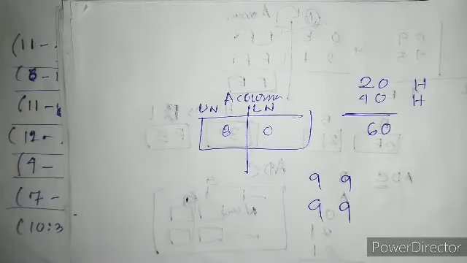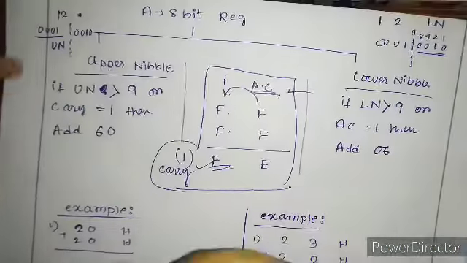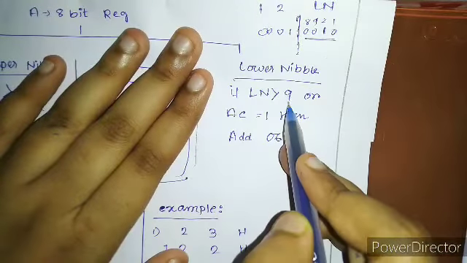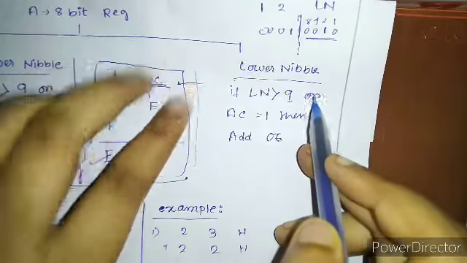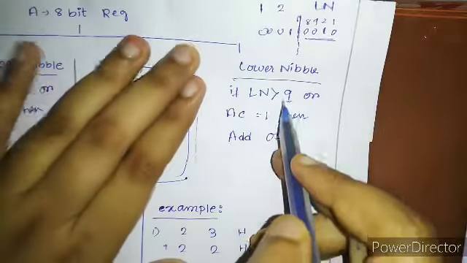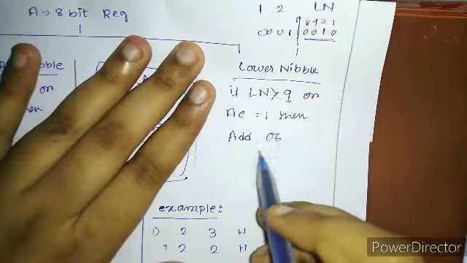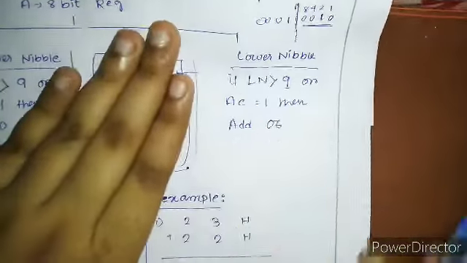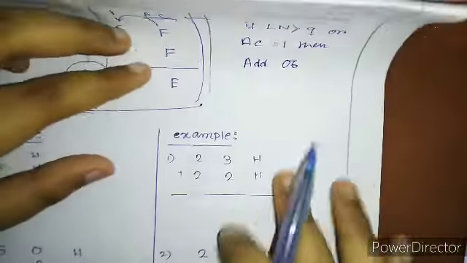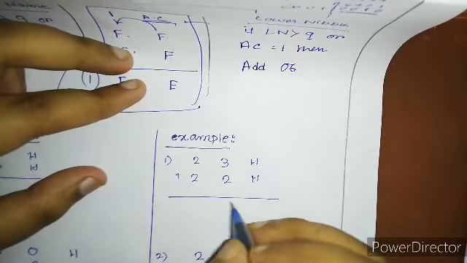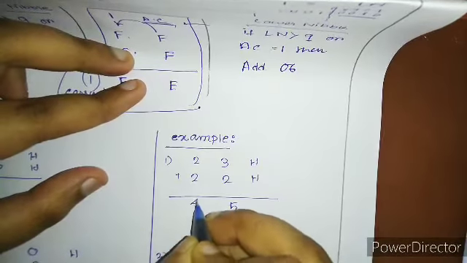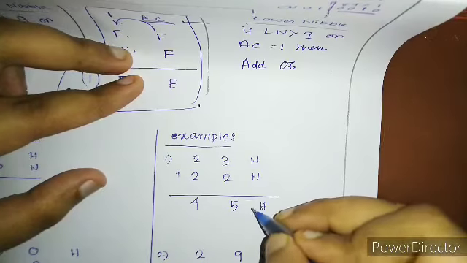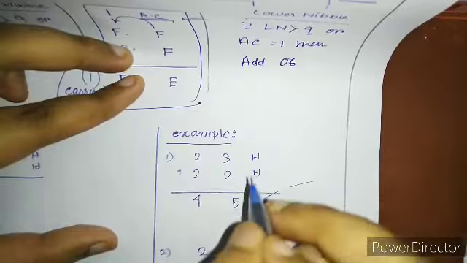Then the rule is: first check the lower nibble. If the lower nibble is greater than 9, or any auxiliary carry is produced, then add 06 to the number. Let's take examples. 23 plus 22: 3 plus 2 is 5, 2 plus 2 is 4, so 45H, the same in decimal and the same in hexadecimal. So this is correct. No DAA is needed here.